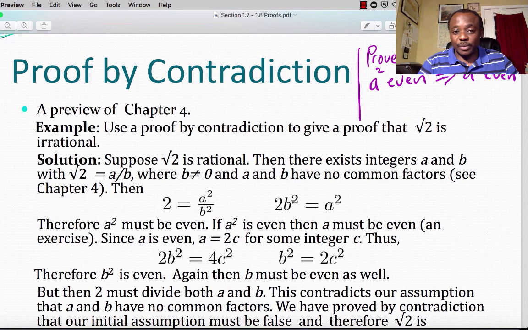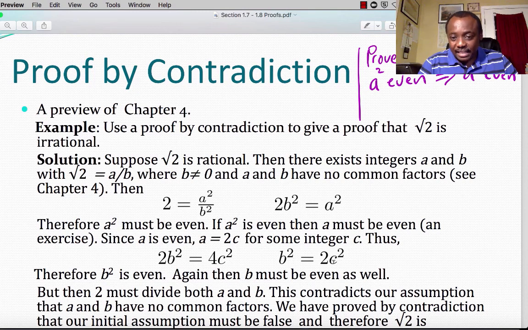What does it mean for a to be even? It means there exists some integer c such that a equals 2 times c. Bring all of this back into this equation. That will give us 2b squared equals a is the same as 2 times c. So that will be 2 times c squared, which will give us 4c squared. I can cancel 2 on both sides, and I'm left with b squared equals 2 times c squared.